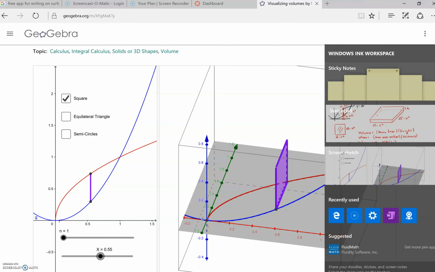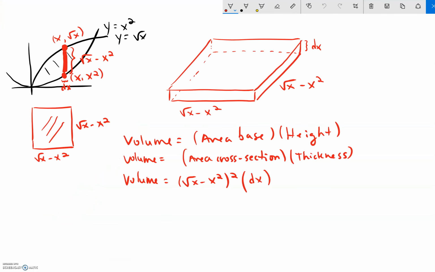And what we want to do is use integration to add up infinitely many volumes like that. So we're going to integrate the square root of x minus x squared, squared, with respect to x from, oh, we don't have limits of integration. Now, it was already marked on your diagram, but we need to talk about how to find it.